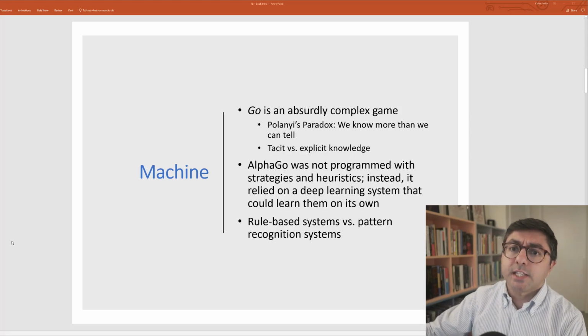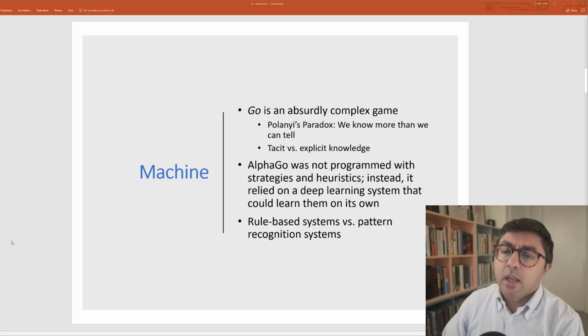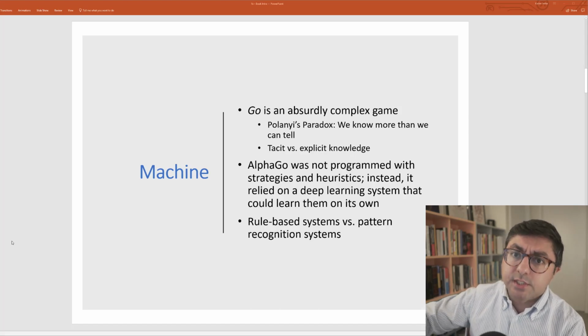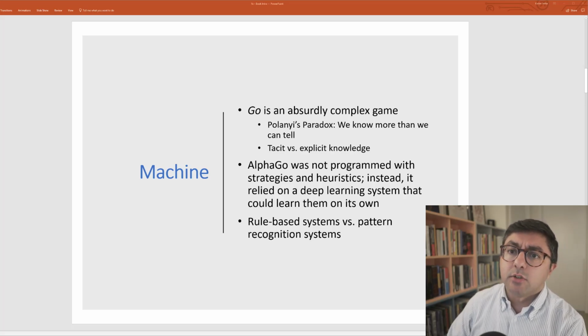And that's this last point here on the slide that says that there's this distinction between rule-based systems and pattern recognition systems, and it's the latter, the pattern recognition systems, that are really starting to take over in terms of effectiveness today.